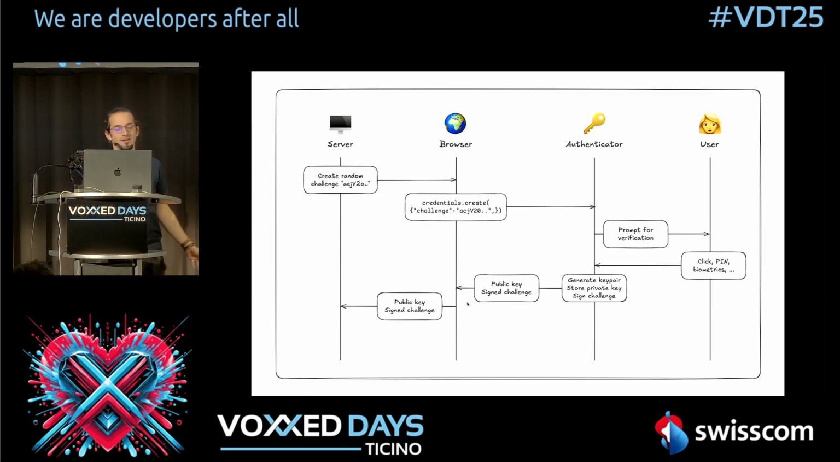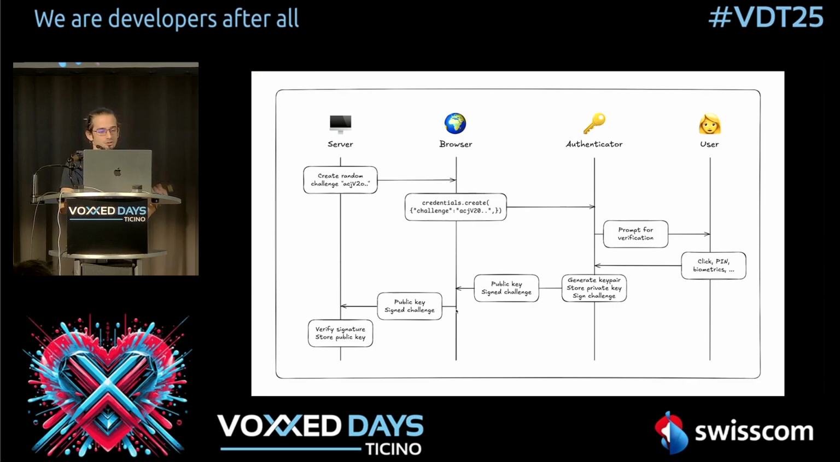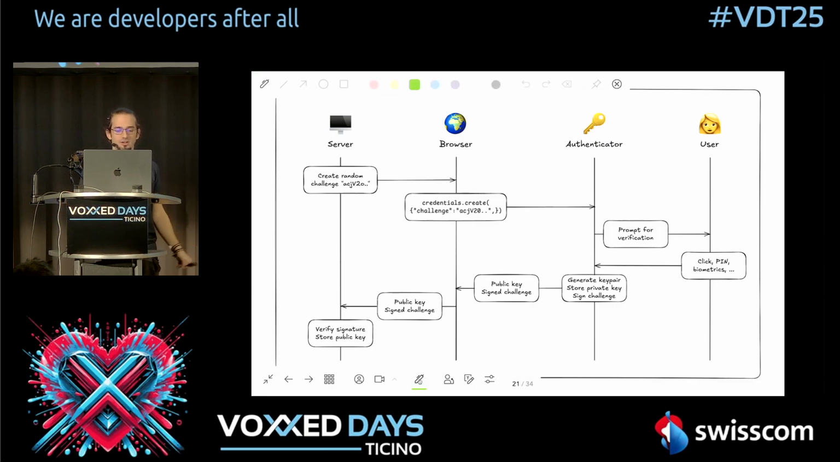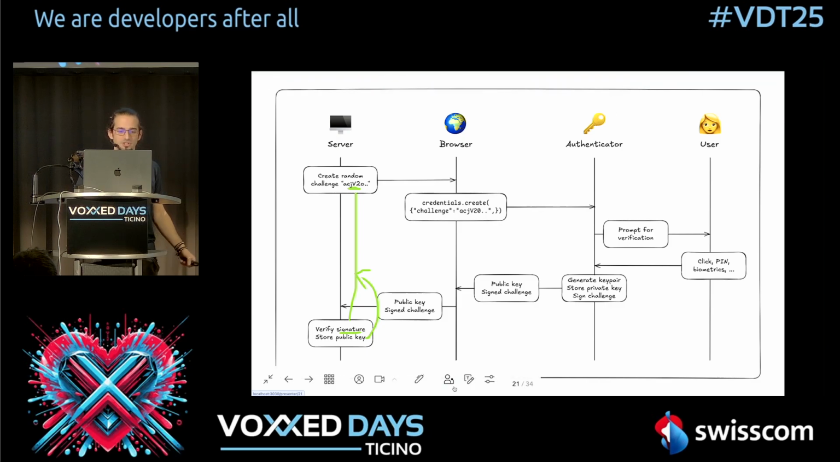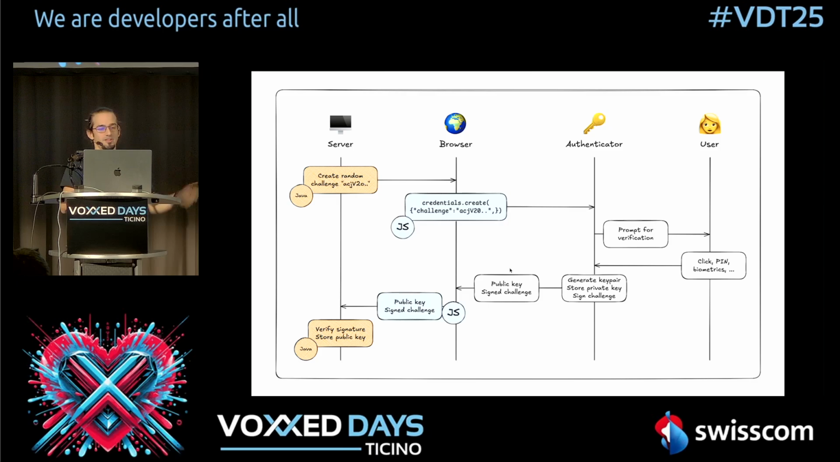And then when you get there, the server takes the signature, the public key, and the known challenge and verifies that the signature matches the public key, right? So we have the public key, the signature, the challenge. So the signature is the signed challenge. The server takes the public key, it verifies that the signature matches. So if it matches, it's probably a legit passkey registration, store it in the database.